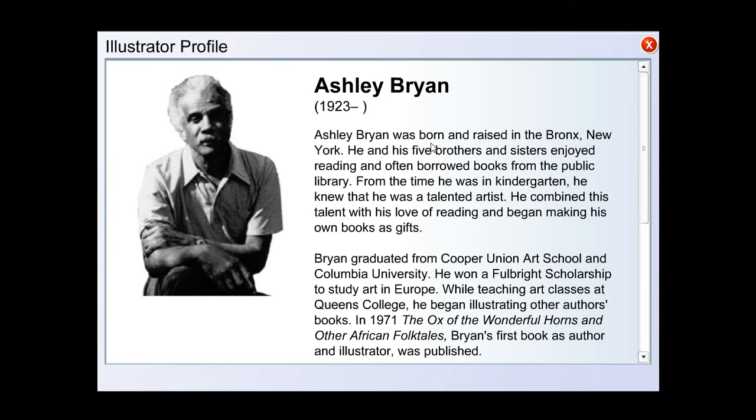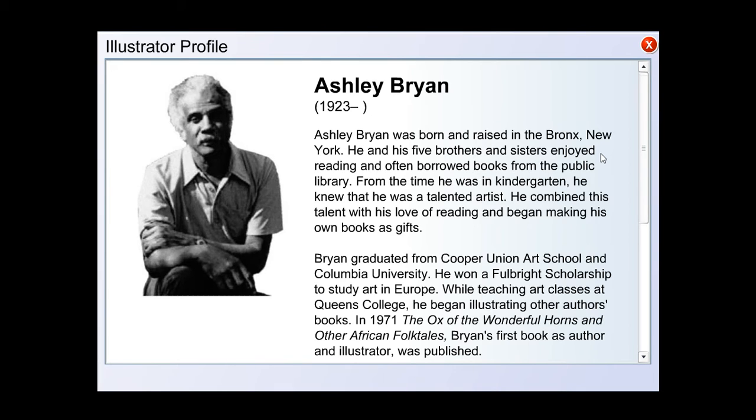Ashley Bryan was born and raised in the Bronx, New York. He has 5 brothers and sisters. He enjoyed reading and often borrowed books from a public library. From the time that he was in kindergarten, he knew that he was a talented artist, and he combined this talent with the love of reading and began making his own books as gifts. He graduated from Cooper Union Art School and Columbia University. He won the Fulbright Scholarship to study art in Europe.